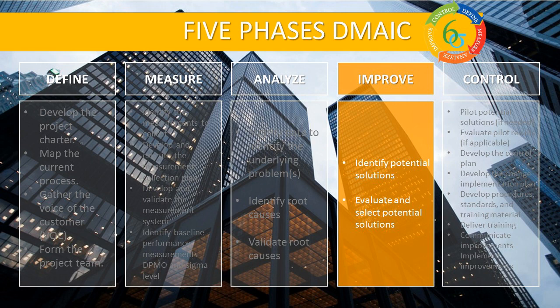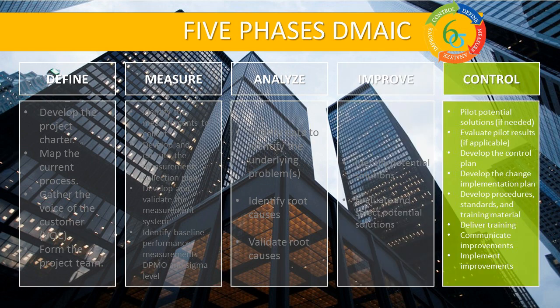The tools that are commonly used in this phase may include hypothesis testing, analysis of variance or ANOVA, design of experiments or DOE, and regression analysis. Key activities in the improve phase may include the following. First, identify potential solutions. Second, evaluate and select potential solutions.